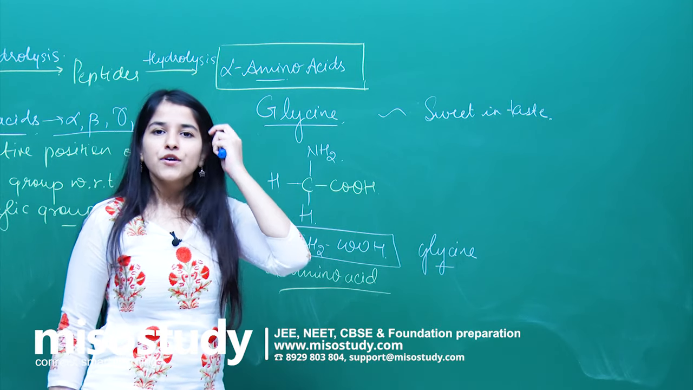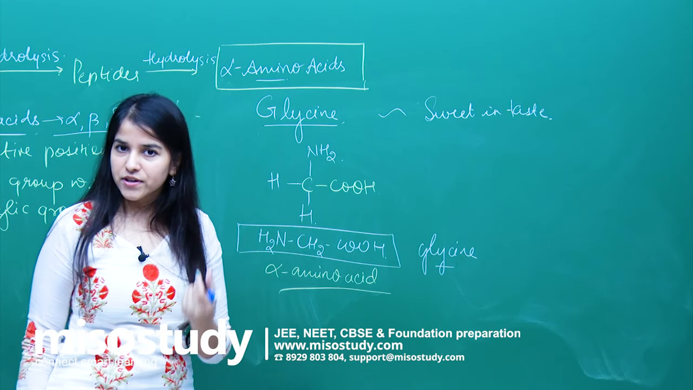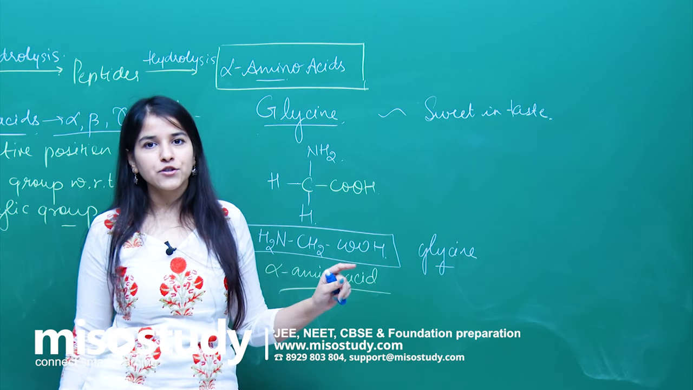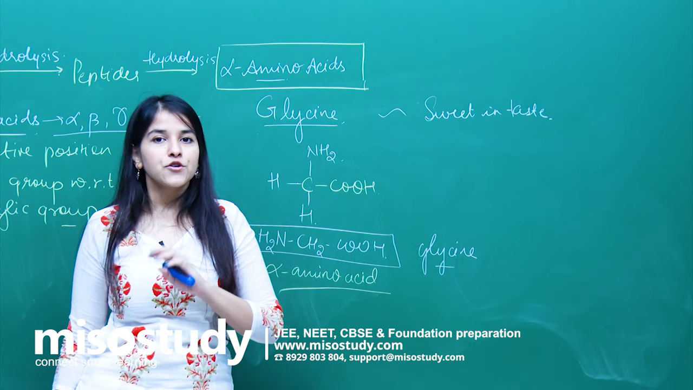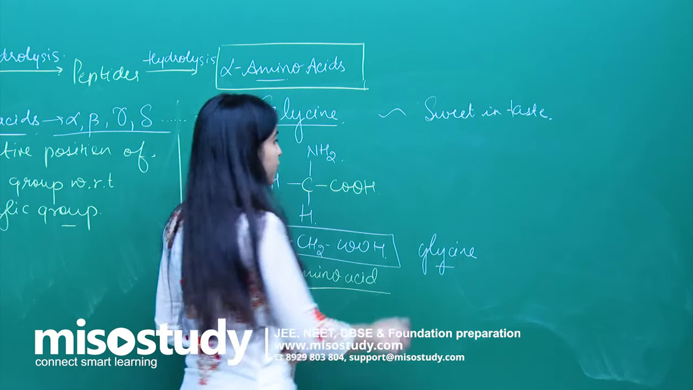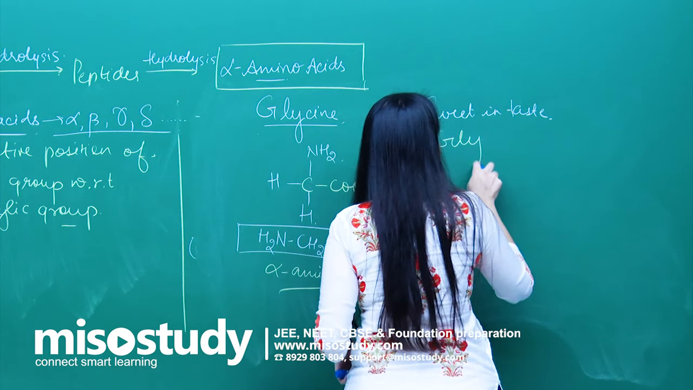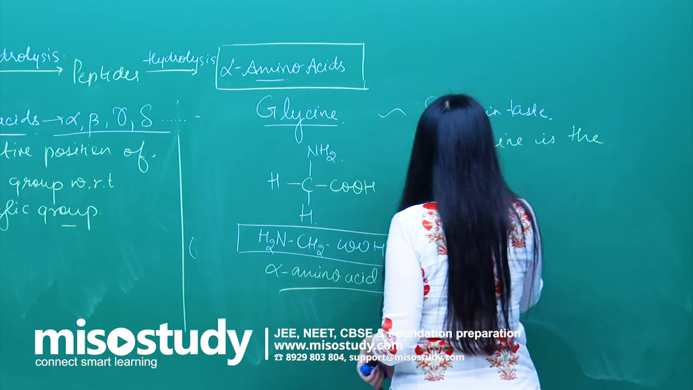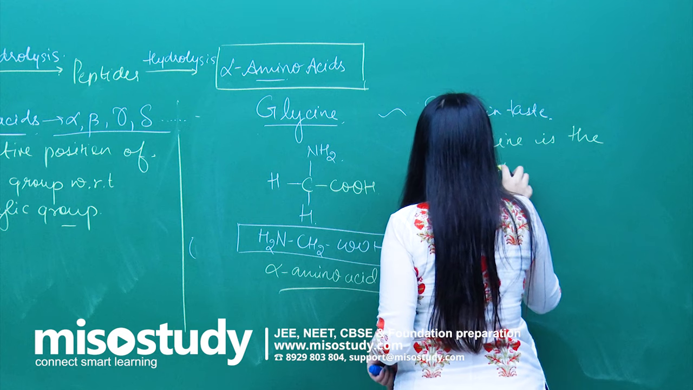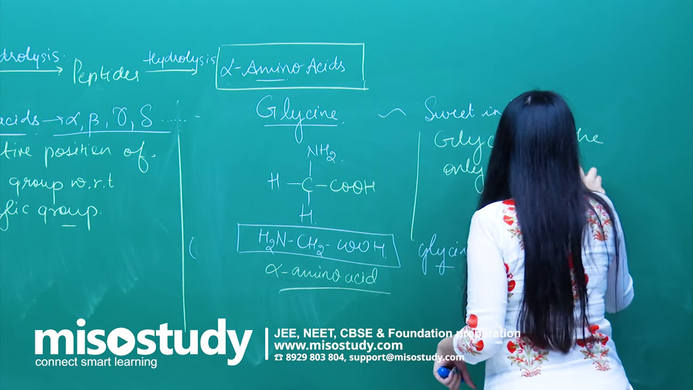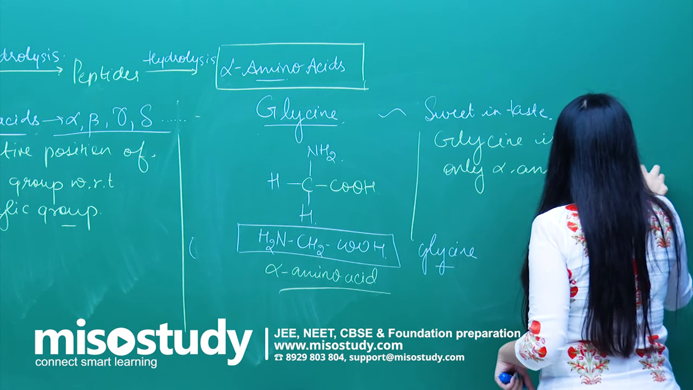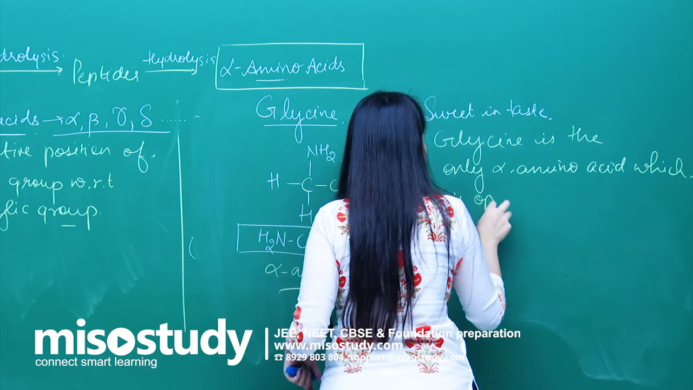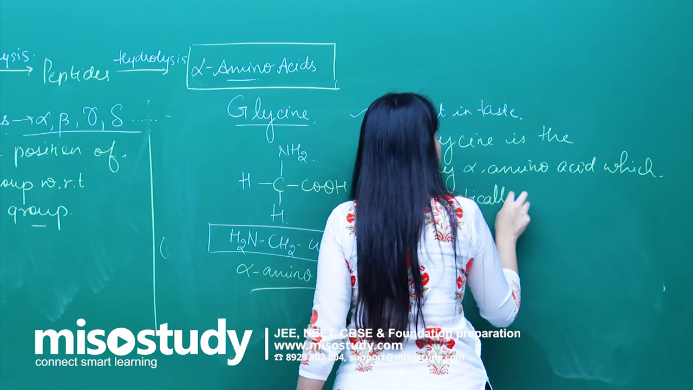Now, what is the fact over here? What is the interesting thing about this glycine? This is the only amino acid over here which is not optically active. So, glycine is the only alpha amino acid which is optically inactive. How can you judge that?